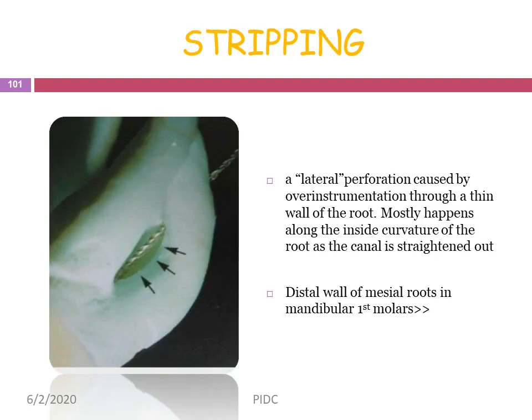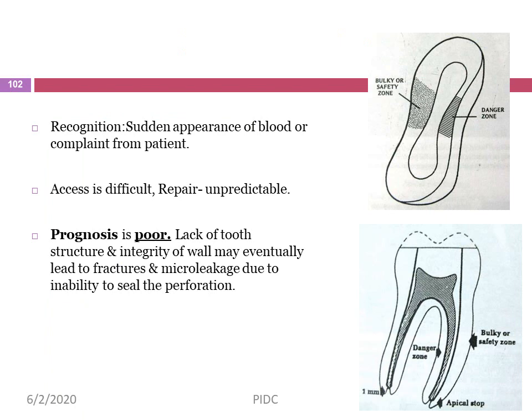Mid root and apical third perforations have to be dealt with surgically, so that is even more complex. Now coming to stripping, it is a lateral perforation which is caused by over instrumentation. The same thing has to be done for stripping. To prevent stripping, you have to perform your anti-curvature filing.